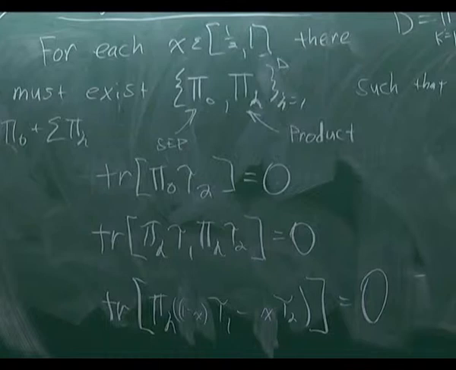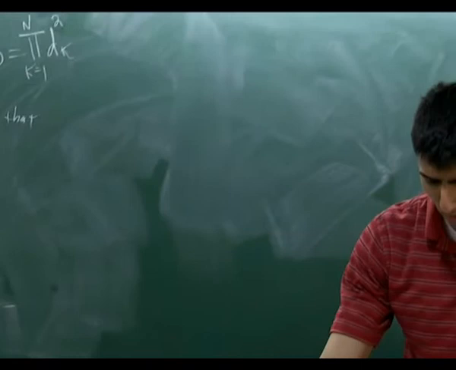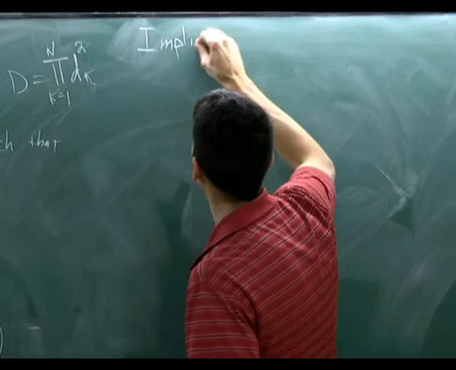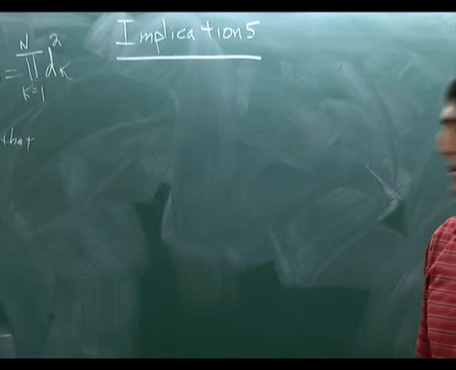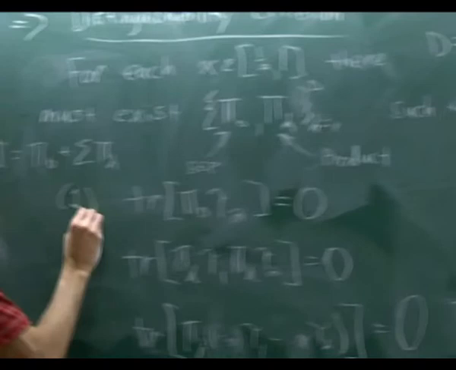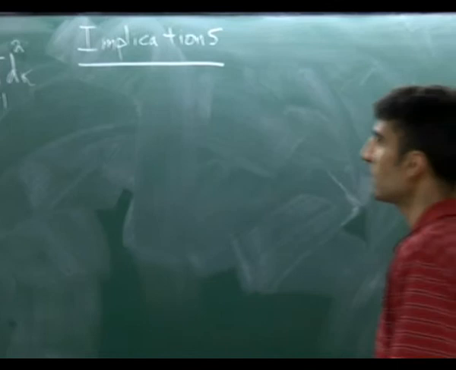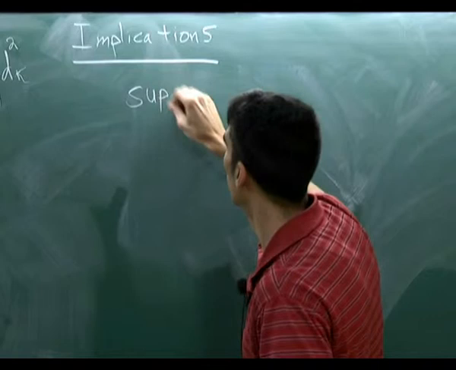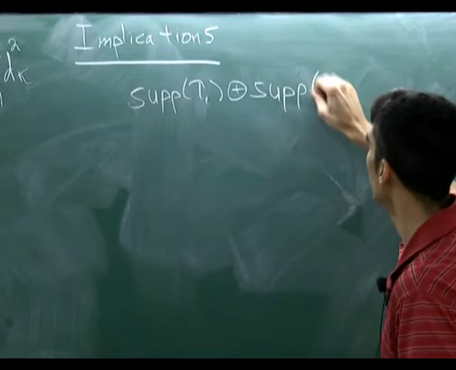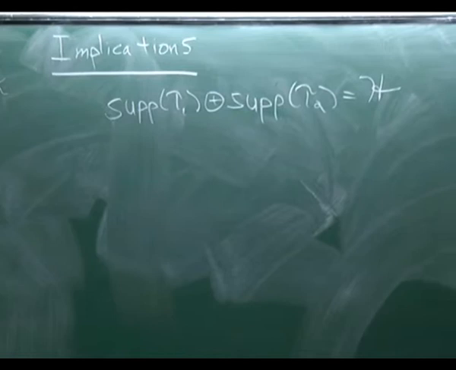Okay, so let's talk about some implications. I'm going to number this 1, 2, 3. We're going to focus on the special case when the support of tau 1 and tau 2 spans the whole space. These satisfy this condition because we have a full product basis here. And this turns out to be quite a bit easier to consider if we make this assumption.